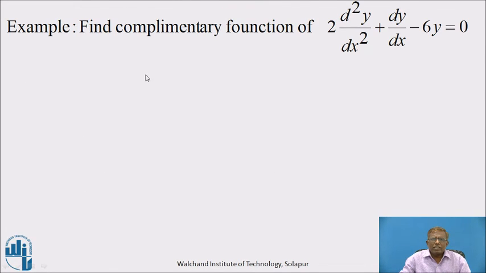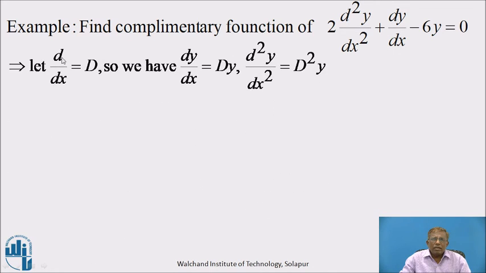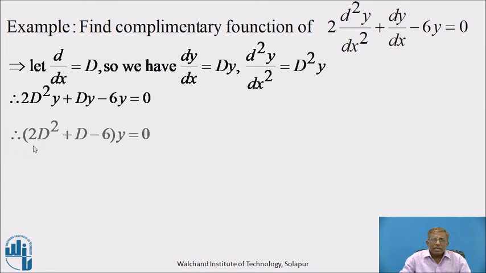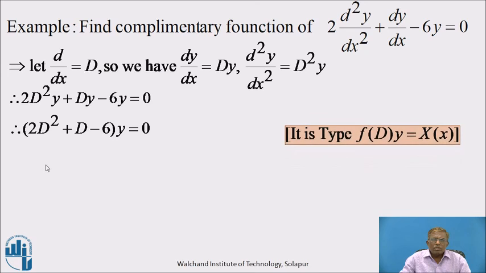Now let us consider one example. Find the complementary function of the differential equation 2 d square y by dx square plus dy by dx minus 6y equal to 0. Here d by dx is capital D, so that dy by dx equal to Dy and d square y by dx square equal to D square y. With these notations, the given equation reduces to 2D square y plus Dy minus 6y equal to 0, and I can write it as 2D square plus D minus 6, in bracket, into y, which is equal to 0.